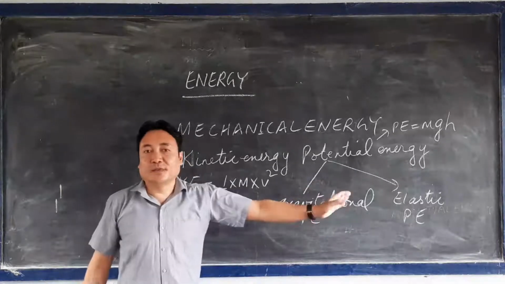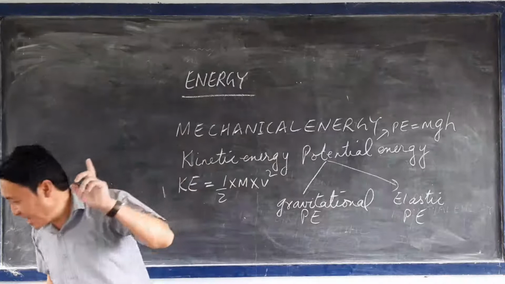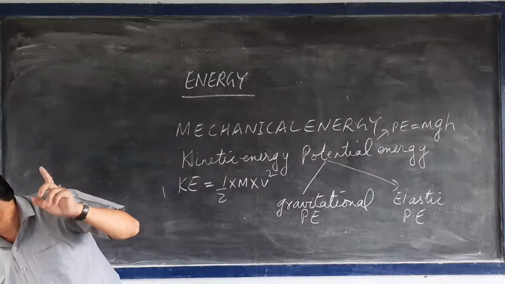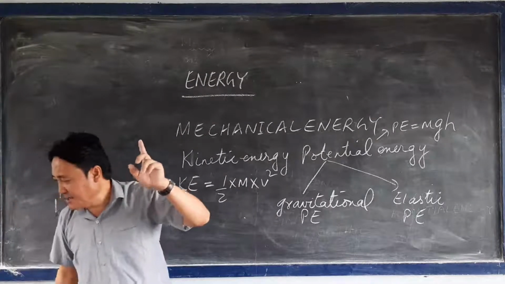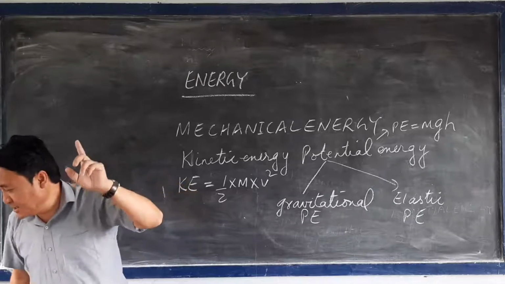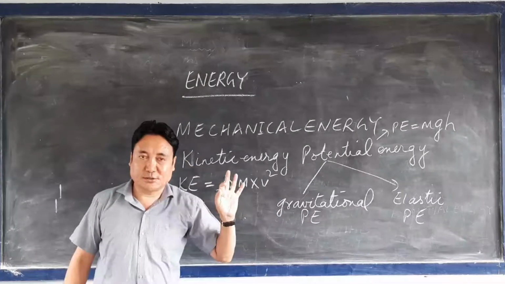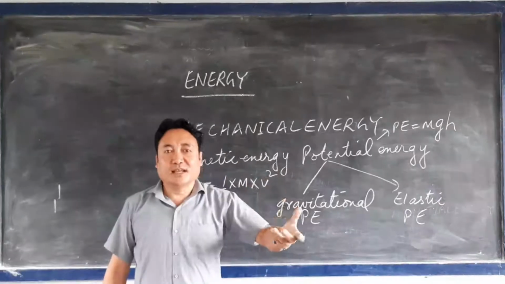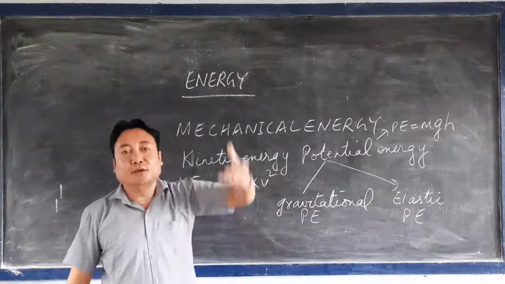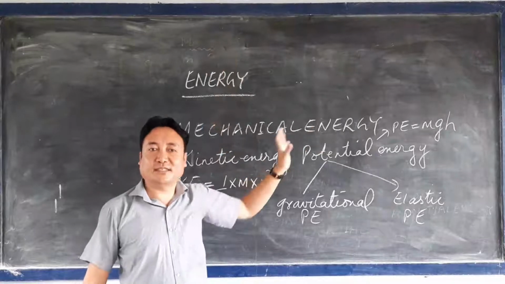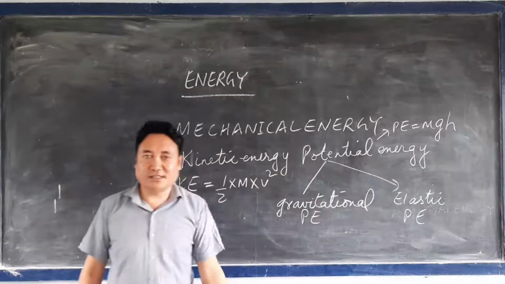So therefore, gravitational potential energy is defined as the potential energy due to the raised height or the raised position. That means any body which possesses energy when it is at a height, we call it gravitational potential energy.